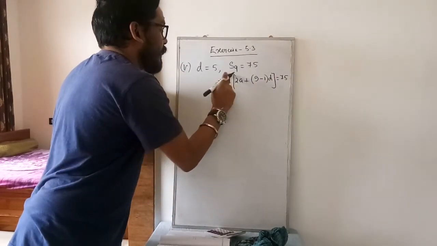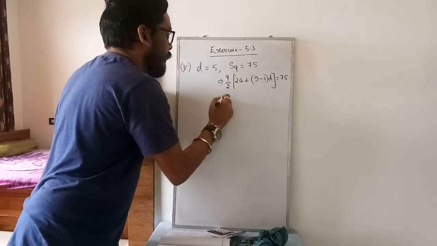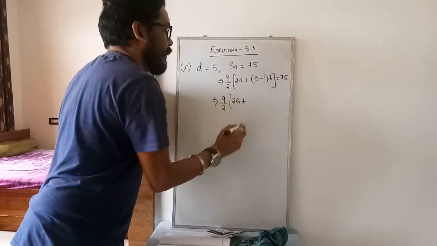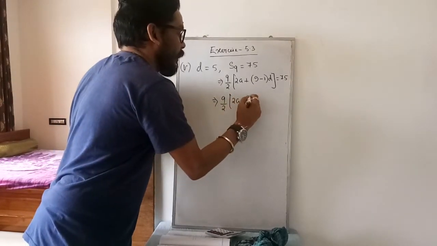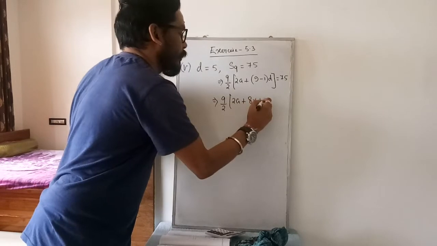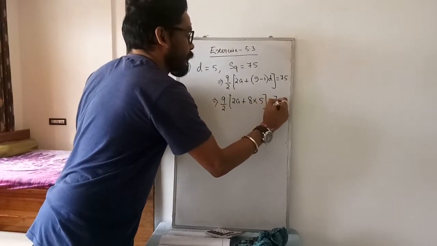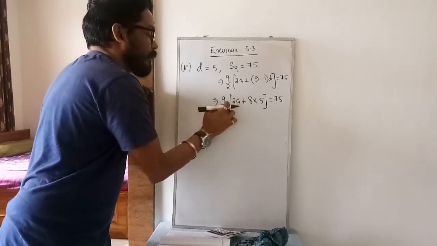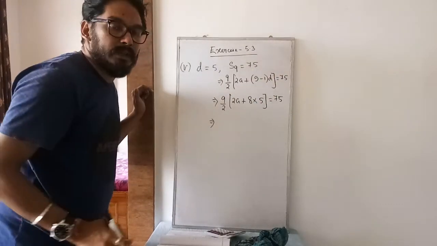So it is 9, okay, don't consider it as A. It is 9 by 2 into twice A. 9 minus 1 is how much? 8. 8 into, and the d value is your 5. So your next step: between 9 by 2 and the bracket there is no sign, it is into, so it will go to the other side and become divide.